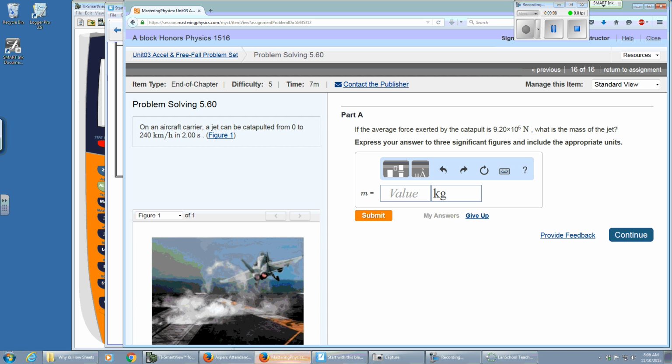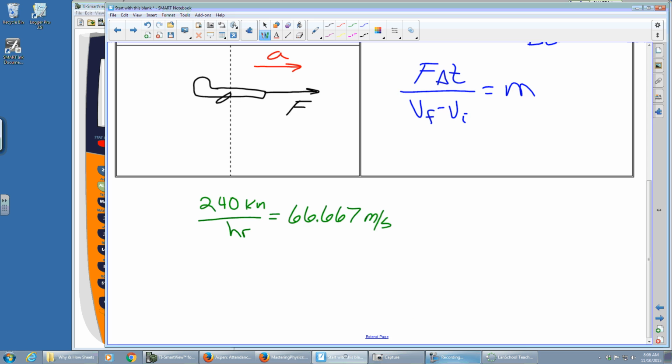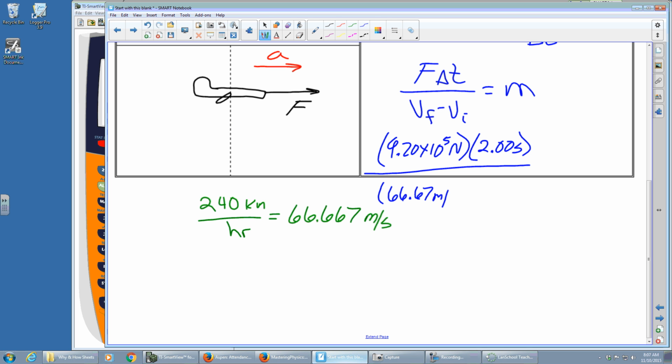The force they give me, 9.20 times 10 to the 5th newtons, 2.00 seconds, all over my V final, 66.67 meters per second minus 0 equals M. And when I finally get that M out, it's going to be in kilograms, right? I've kept all my units to the base as we've gone along.